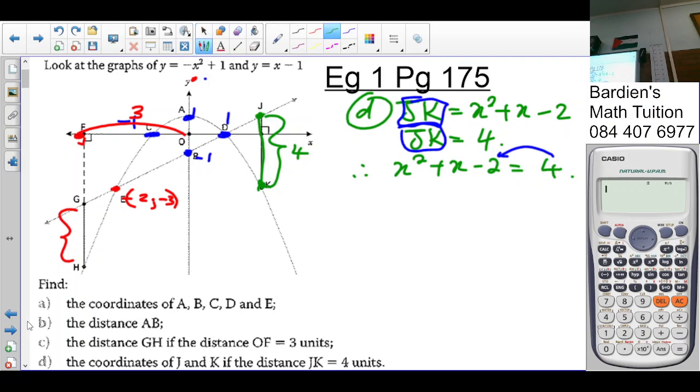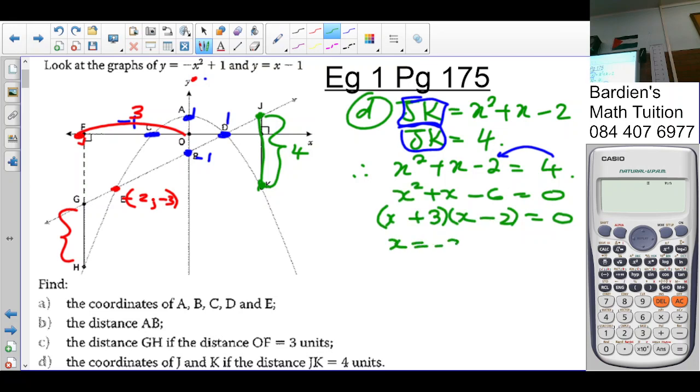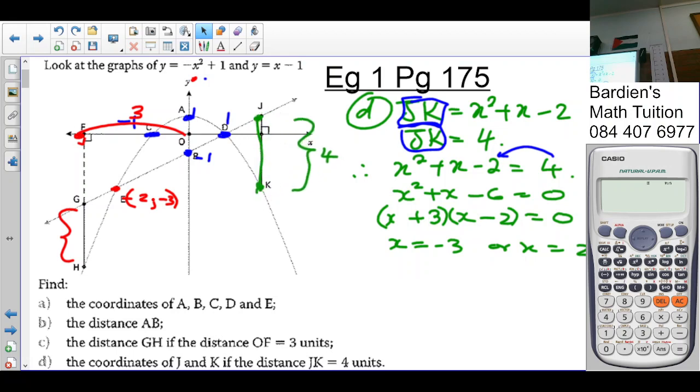So what do I get? x squared plus x minus 6 is equal to 0. Factorise: x and x, 3 and 2, plus and minus. So x is equal to minus 3 or x is equal to 2. People, why do I get 2 values? Why do I have 2 values for x? Because there are 2 points on this graph where the distance between the 2 graphs, with the straight line on top of the parabola, is 4. There are 2 parts of it.